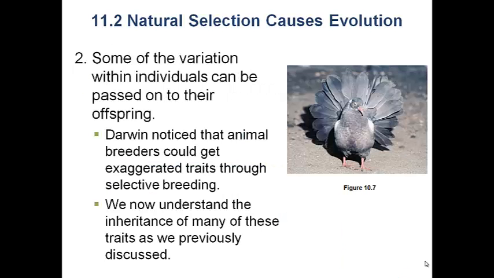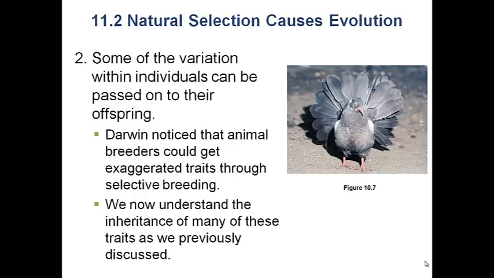Number two, some of this variation can be passed from parents to offspring. So it's well established now, and you understand even based on our previous chapters in this class, the mechanism by which variation can be passed from parents to offspring. We know that we have genes. Genes code for proteins, and proteins determine the appearance or the phenotype of an organism. Darwin was one of the first to notice this. Probably not the first, but he noticed that people could breed animals and get certain phenotypes in those animals based on the animals they selected for breeding.